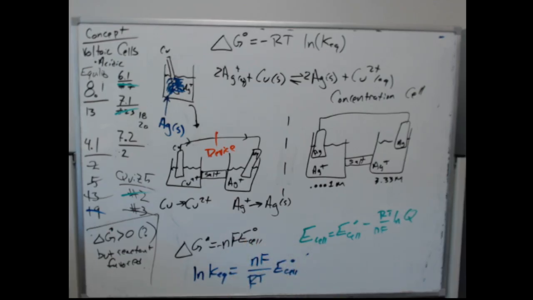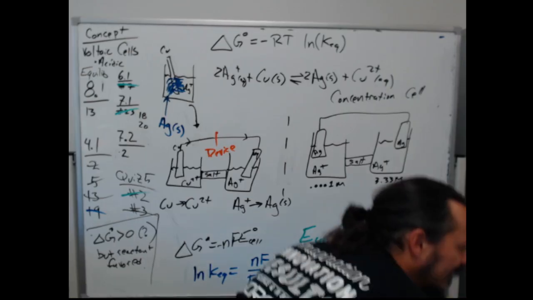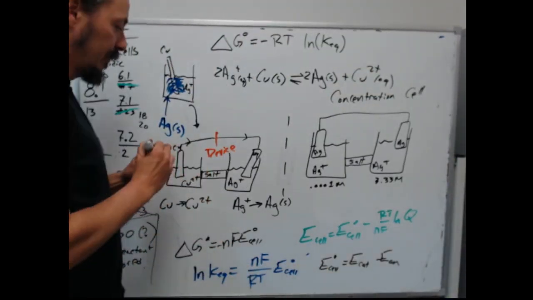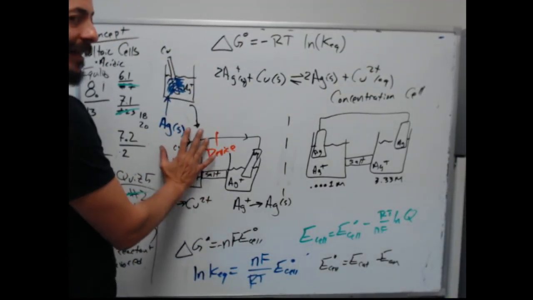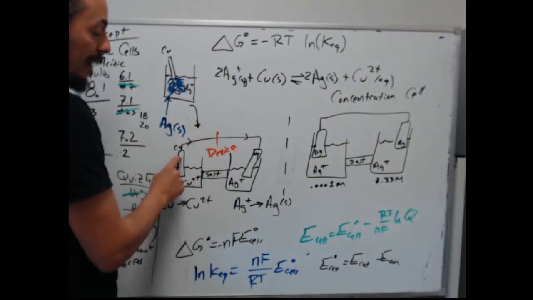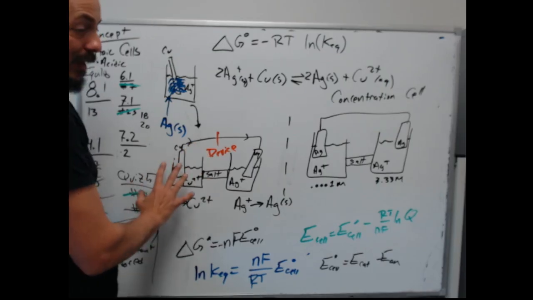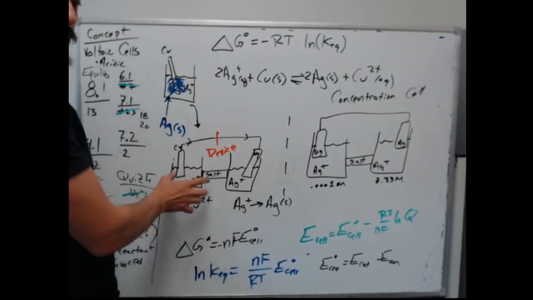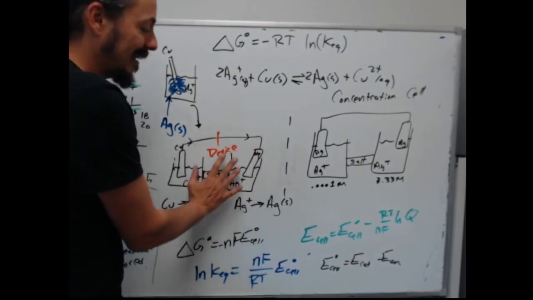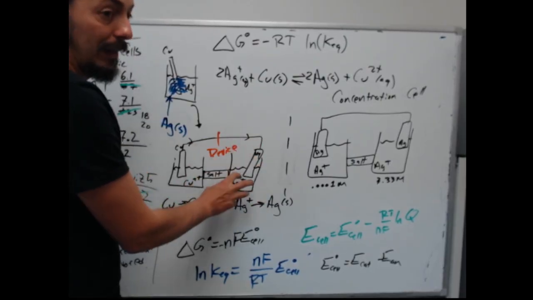I guess there's one more that we should write down, and that is E cell standard is equal to E cathode minus E anode. A lot of people got confused by this last night in class: the cathode is referring to this entire experimental setup on this half. The electrode, the solution, everything. Sorry, that's the anode. The anode's this half. The cathode is this half, and it's the electrode, the solution, everything.